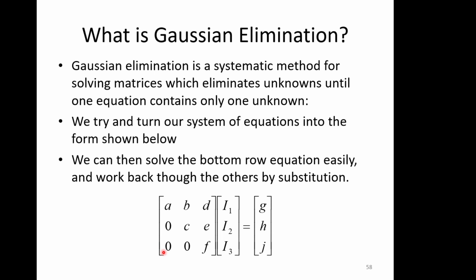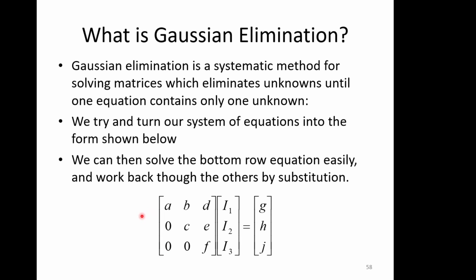So what is Gaussian elimination? Gaussian elimination is a systematic method for solving matrices which eliminates unknowns until one equation contains only one unknown. So one equation with one unknown is solved. Once you know what that unknown is, it becomes a known, and then you can put it back into the previous equation and work backwards. An example will show that shortly. So we try and turn our system of equations into the form shown below, and it's a matrix equation.